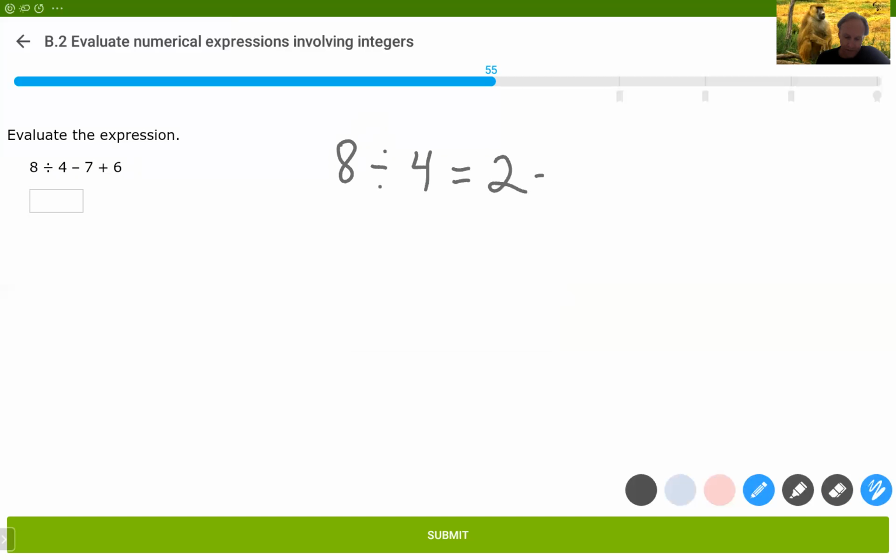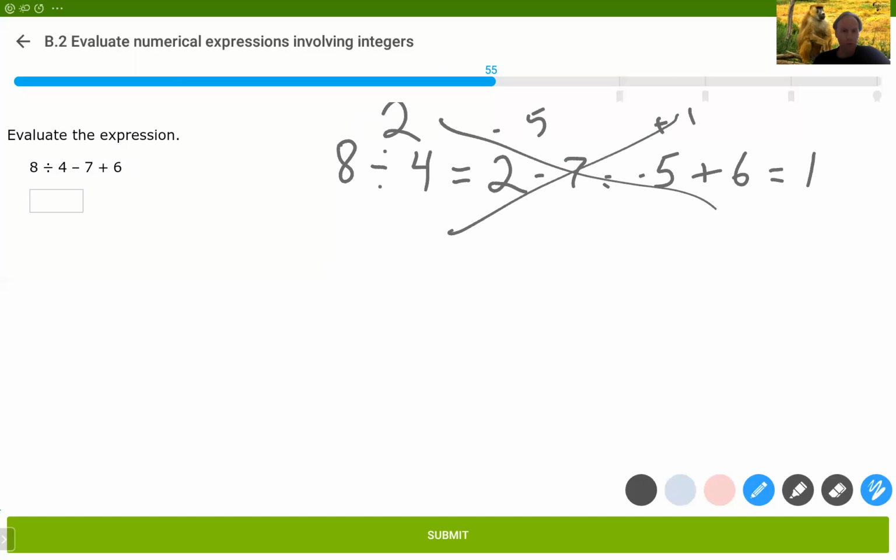2 minus 7 is negative 5 plus 6, which is 1. I see this a lot. First of all, this isn't true. That's one of the problems. This right here is 2. Right here, this is negative 5. Right here, this is positive 1. And over here is 1. This is not correct. The answer is correct, but the order of operations is important.